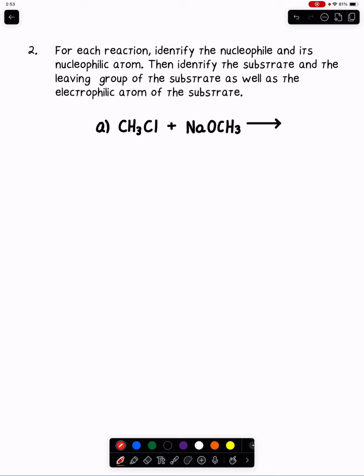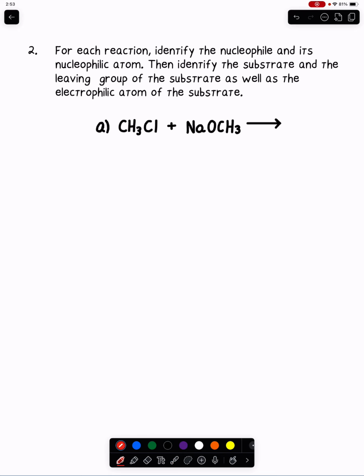So let's just start with this one here. So we'll start with this species on the left here. This is the substrate, okay? This is the species bearing the leaving group. So the leaving group in this scenario is chlorine, okay?